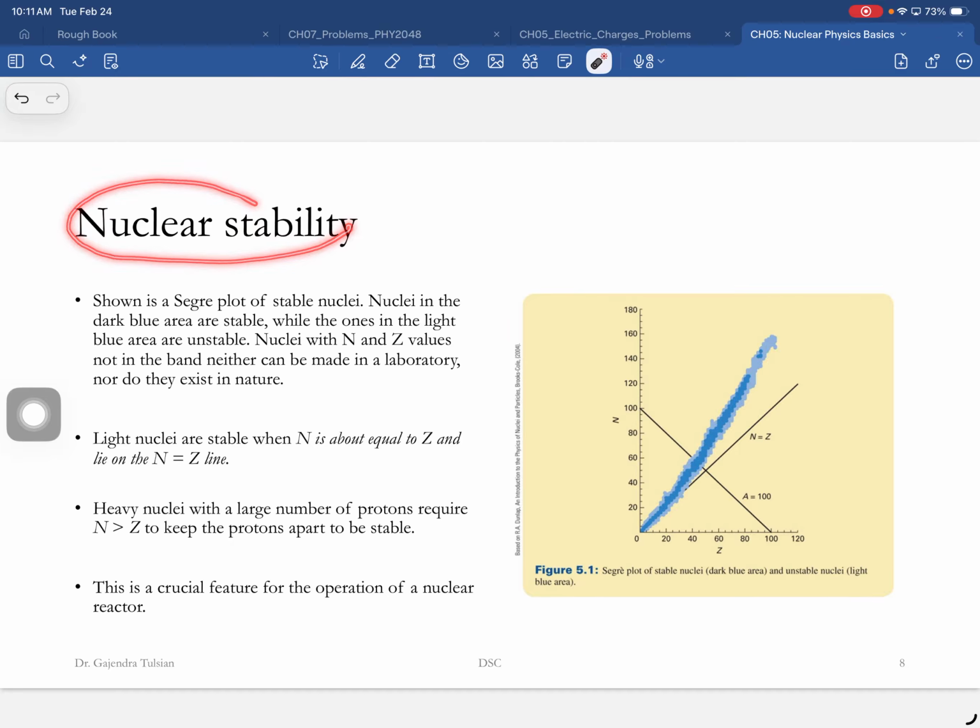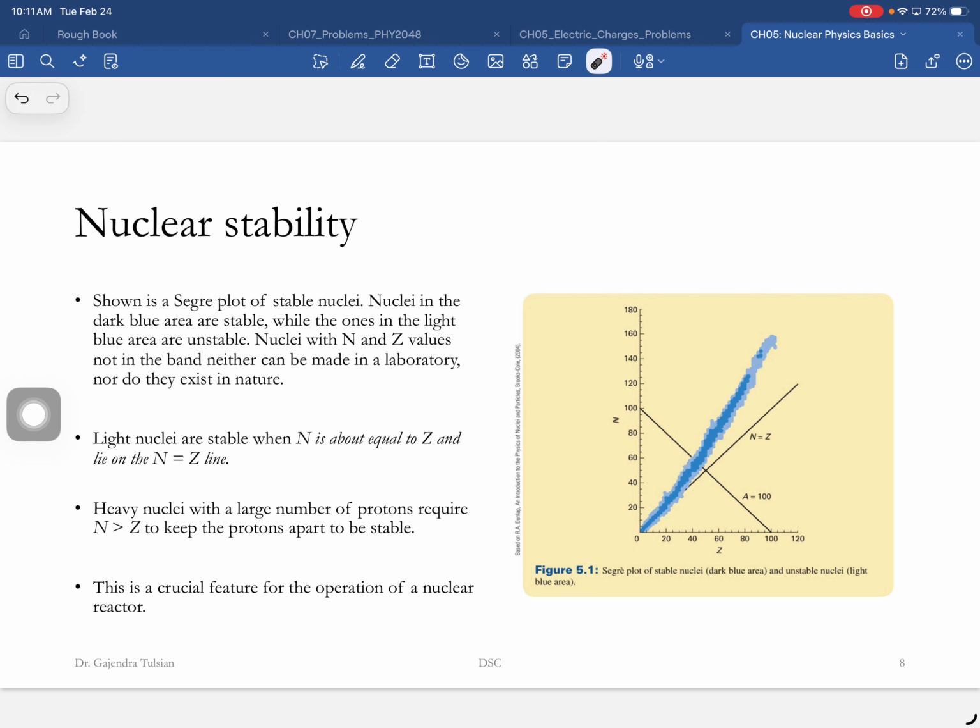Nuclear stability. What this tells you is what kind of nuclei are stable. This is the proton number in the nucleus, and this is the neutron number in the nucleus. So what this graph is telling you is, if you make a nucleus in this blue region, that's stable. The light blue you can make, and they'll radioactively decay. And the ones here, you can't make them. So the dark blue are stable, the light blue are unstable and they'll decay, and these you can't make.